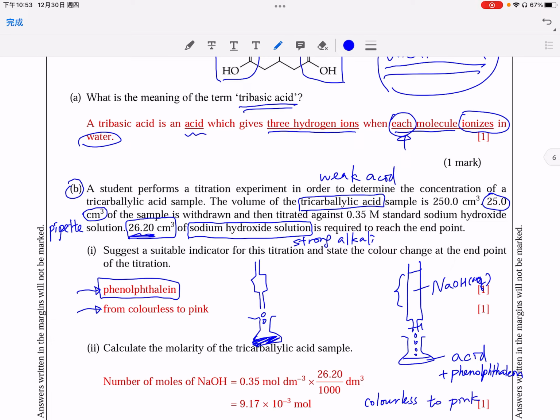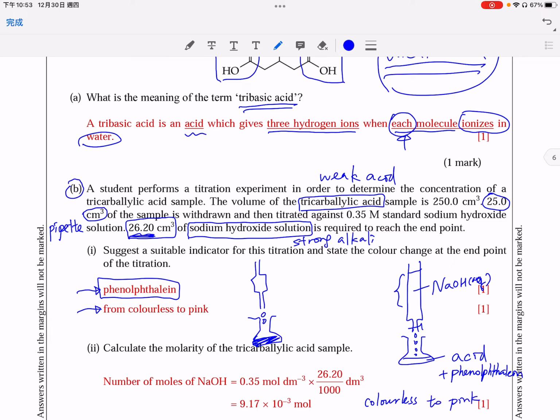Part 2. In the calculation, first of all, I think it is so trivial to find the number of moles of sodium hydroxide solution used because just simple calculation is involved. When I mark your paper, I found quite a number of you could not do the subsequent calculation. Make sure you recall the fact that the acid involved is a tri-basic acid. Suppose its formula is simplified to be H3X, okay, tri-basic acid.